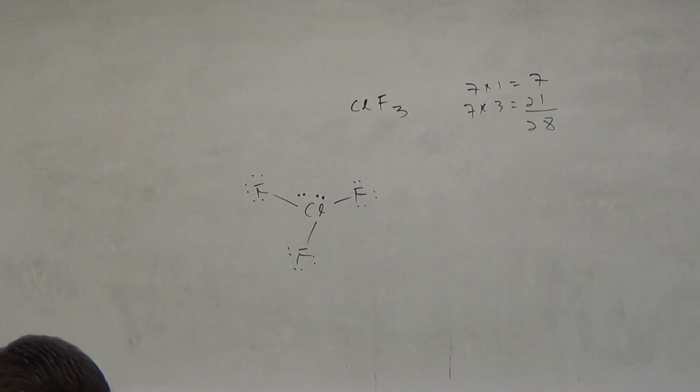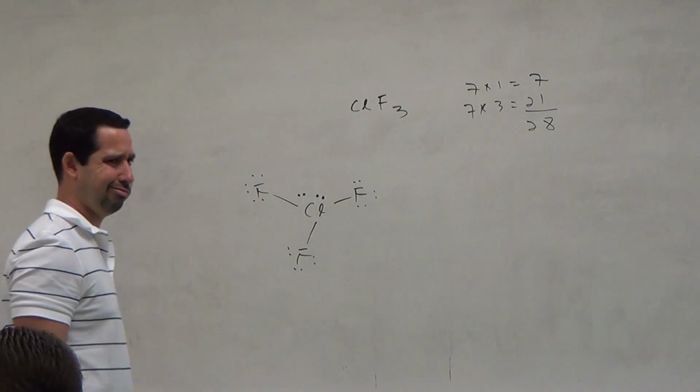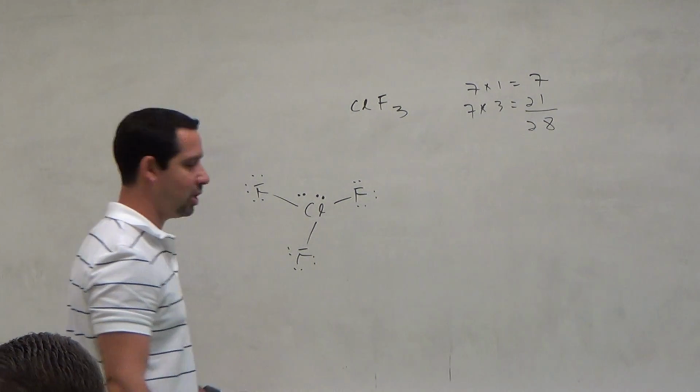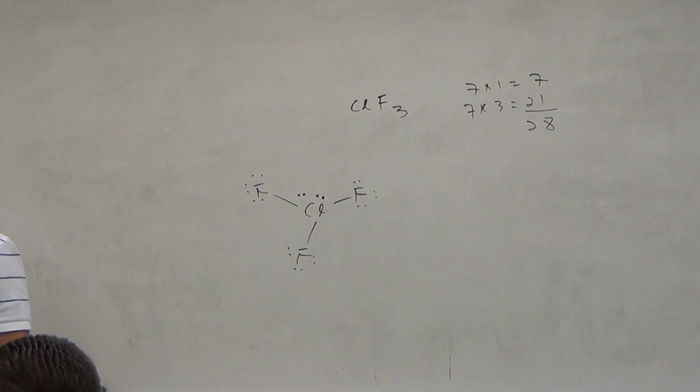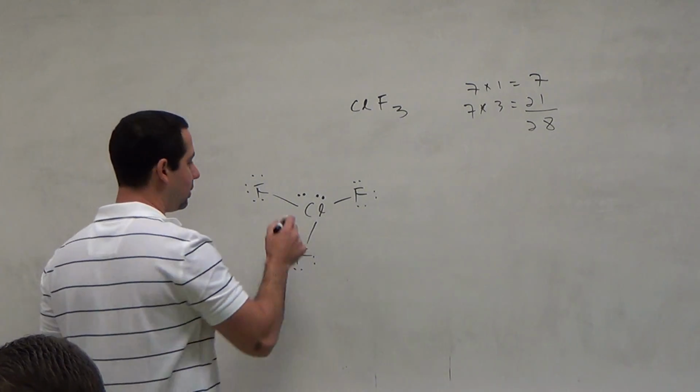So tell me, what electron geometry does that belong to? Trigonal planar. No, it's trigonal bipyramidal. Isn't it trigonal? Okay, guys, we gotta count.